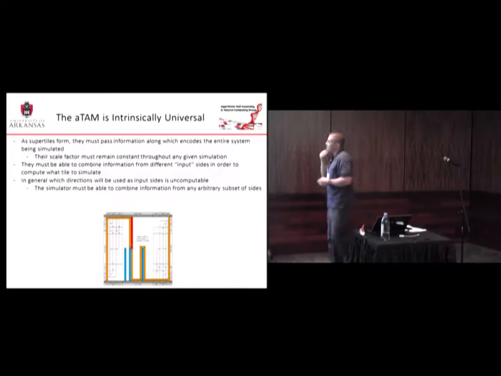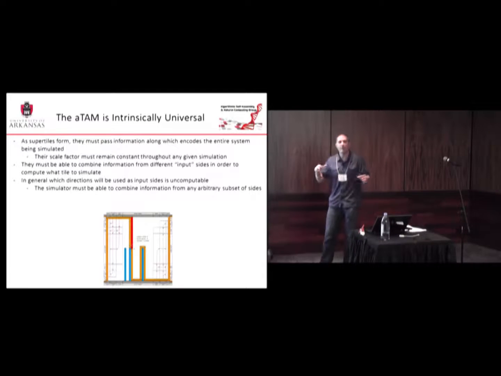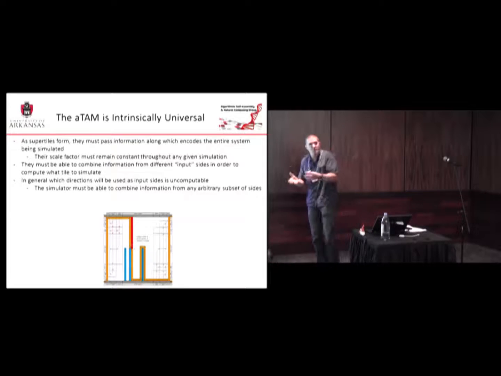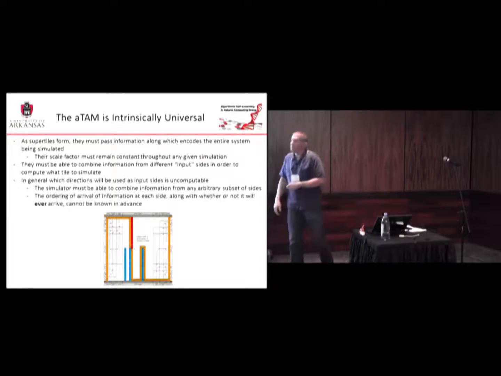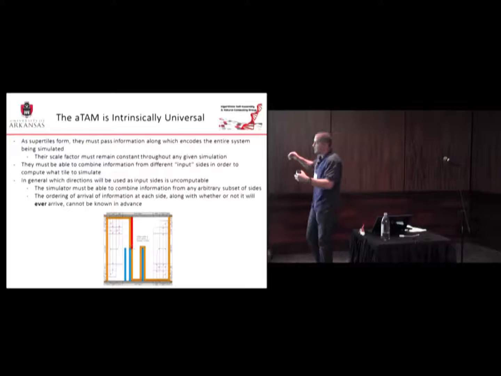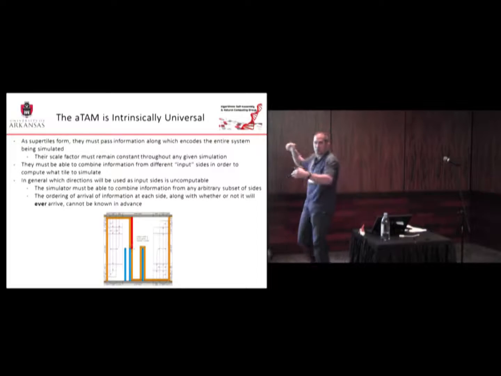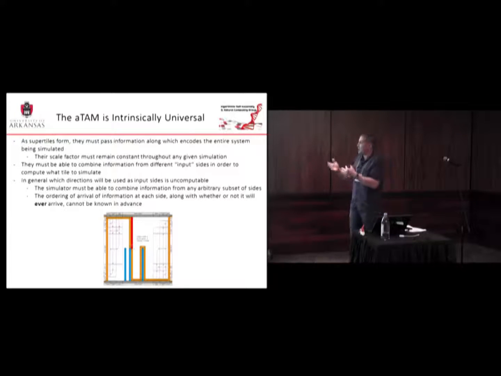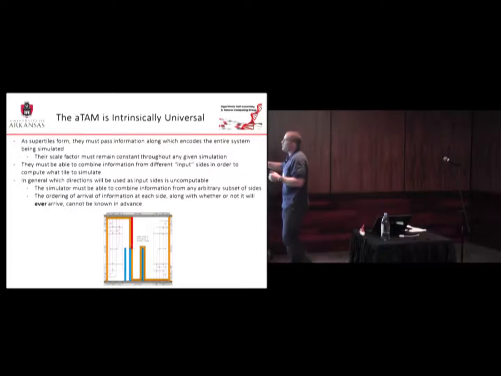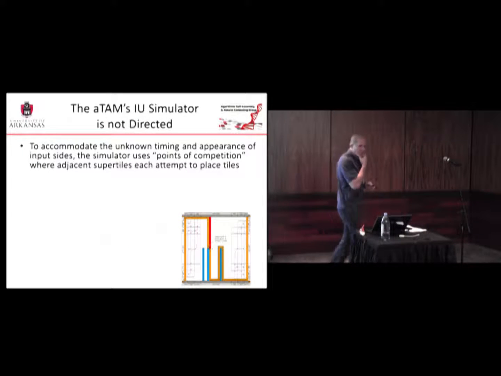So given that, the simulator now has to be able to handle some trickery. It has to be able to combine information from any arbitrary subset of sides, which could be used as input to determine what tile goes there. But it also has to accommodate the fact that the arrival of information to those sides could be in an arbitrary ordering, because different assembly sequences could be followed as these super tiles grow. One of them might grow faster and one slower in one assembly sequence, and vice versa in another. So the ordering of arrival, and which ones will ever arrive, is unknown as a super tile is growing. That created some difficulties in the initial construction.